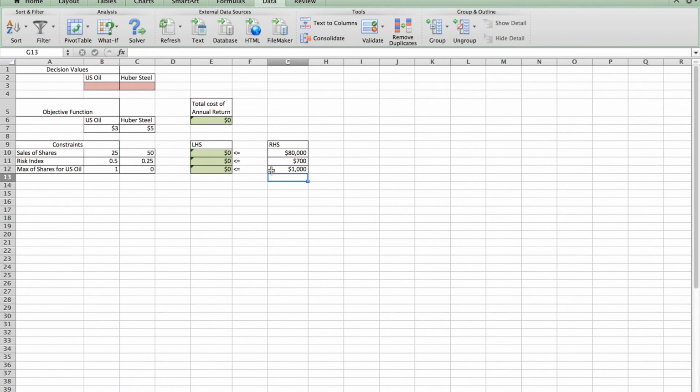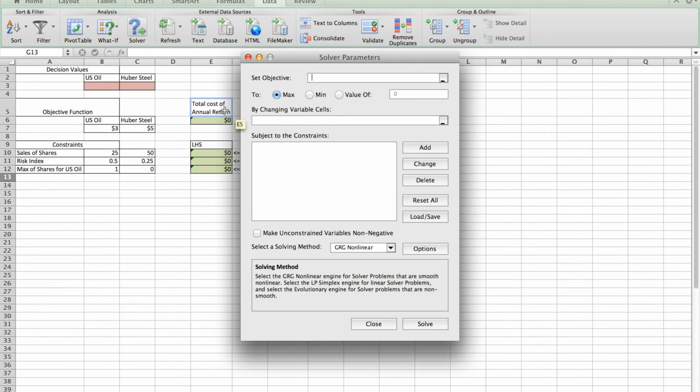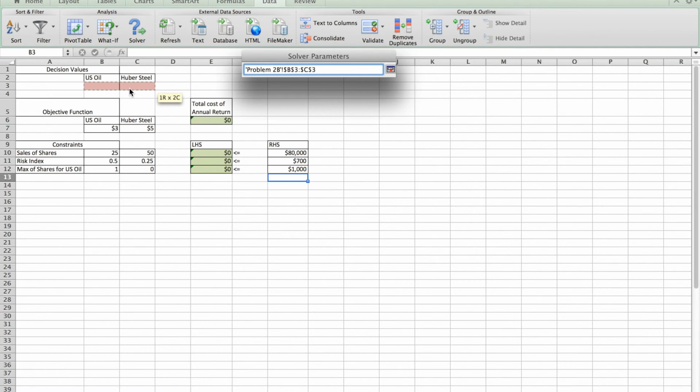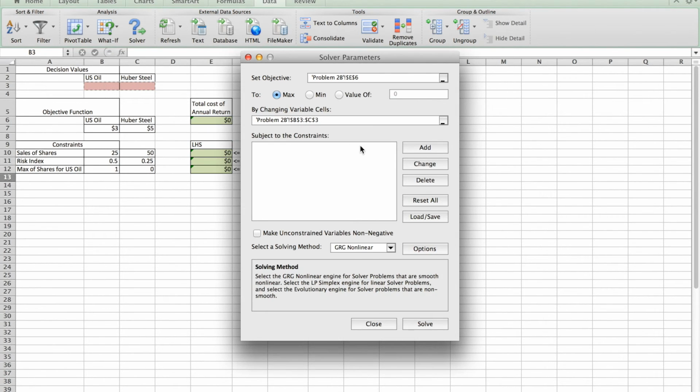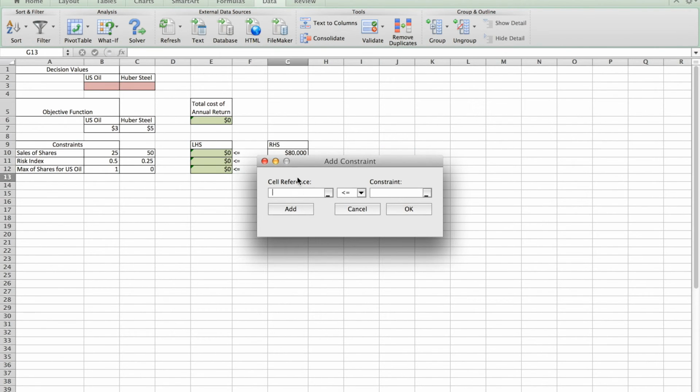So now that you have all your data inserted and your formula is ready, you're going to click Solver, and you're going to set the objective to the total cost of annual return, and we will keep it at max because it's going to be the maximum. And the changing variable cells will be the number of shares for US Oil and Hoover Steel. And here we add the constraints. So for this, we will click on this and make sure it's less than or equal to this, and then keep adding and do it for all of them.